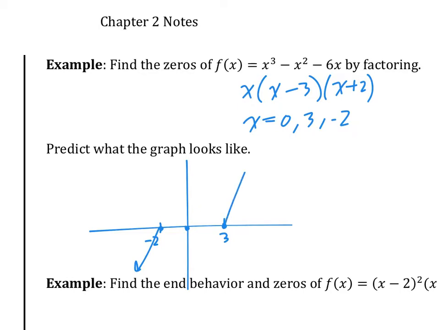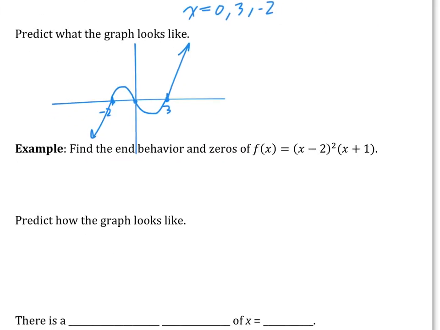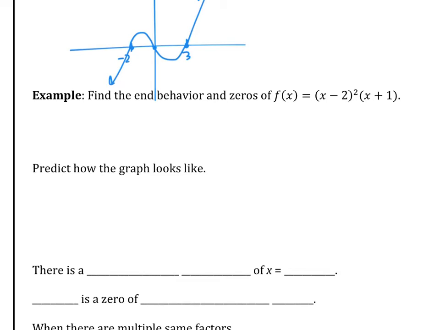So this goes down, this goes up. In the middle, it has to have 3 turns. So 1, 2, 3. Okay, let's try another one. This one.